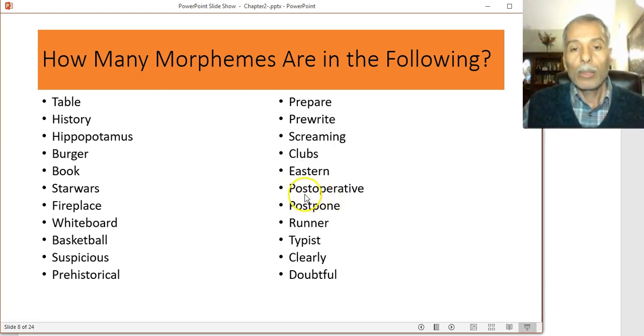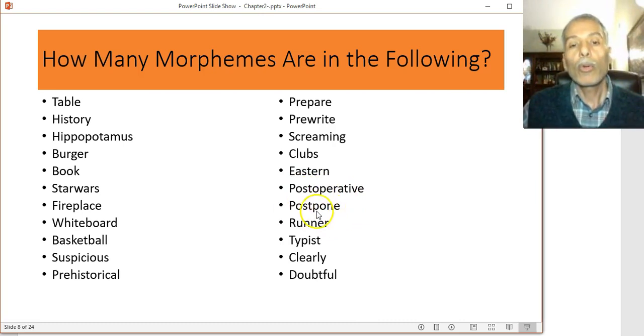Post-operative. So how many morphemes do we have? Post is 1. Operative. Can we take the -ive out and bring this to operate? That would be the root of the word. That would be the free morpheme. So -ive will be 1 bound morpheme, and then operate is the free morpheme, and then post is another bound morpheme. So 1, 2, 3 morphemes in this word.